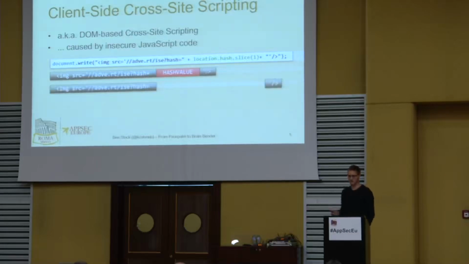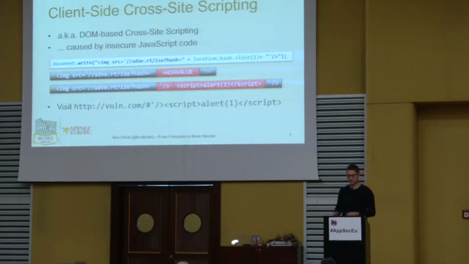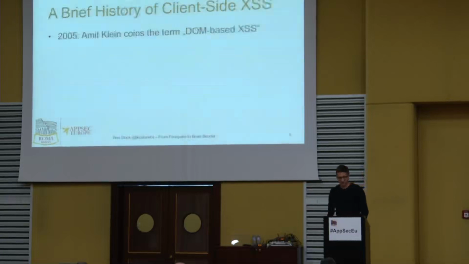So what I want to do in order to exploit this is first break out of the existing image tag. I first close the source attribute that I started with a single quote. Then I break out of the existing image tag. And now I can inject my own JavaScript code or HTML code, in this case obviously alert 1. Now that I found this vulnerability, I can visit this website in my own browser or try to have my victim click on a link or force him to browse to this location, thereby exploiting this vulnerability in his browser.